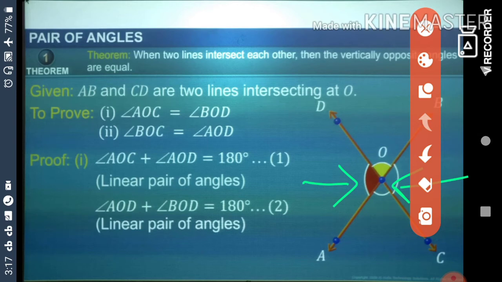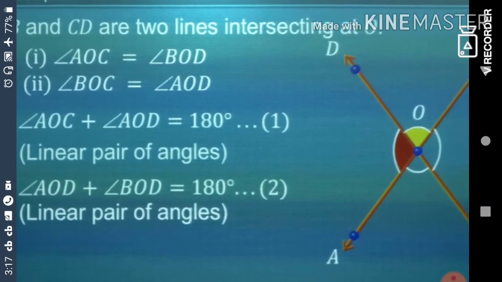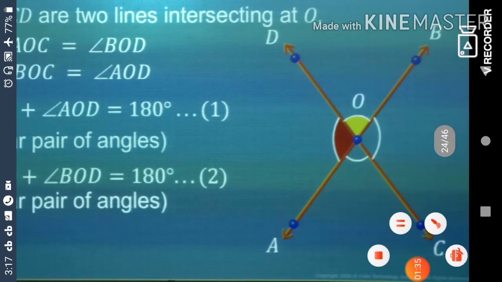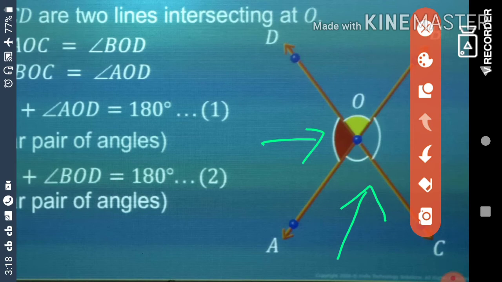So let's start our solution. First we have taken angle AOC plus angle AOD equals 180 degrees. Where is angle AOC? Just downside, this one, angle AOC. And where is angle AOD? This one is angle AOD. Now observe these two angles. These two angles are formed on a straight line, that is CD, and they have a common vertex, AO, or you can say OA. So these are adjacent angles.